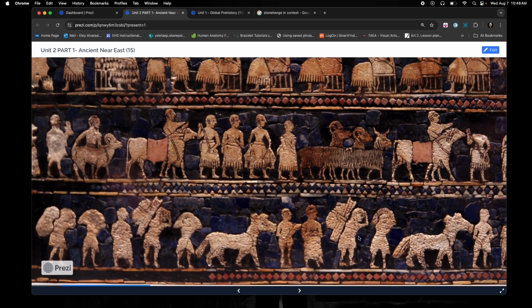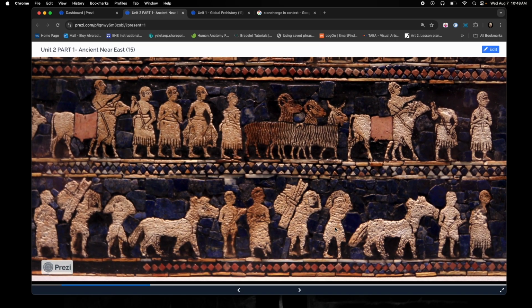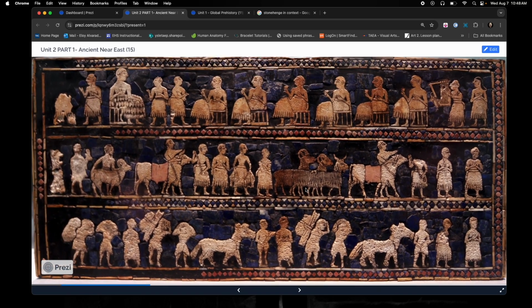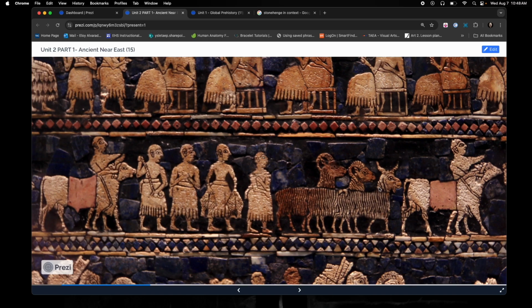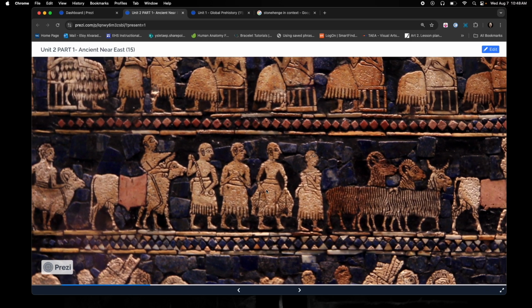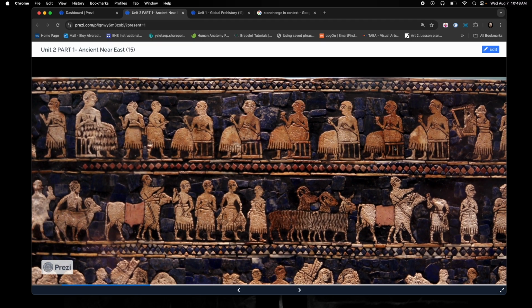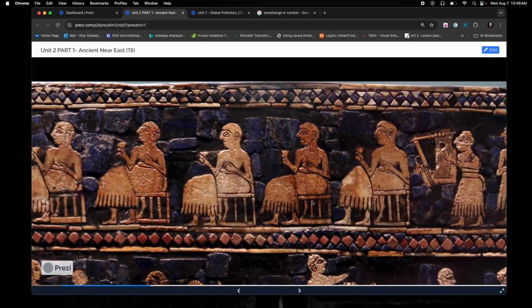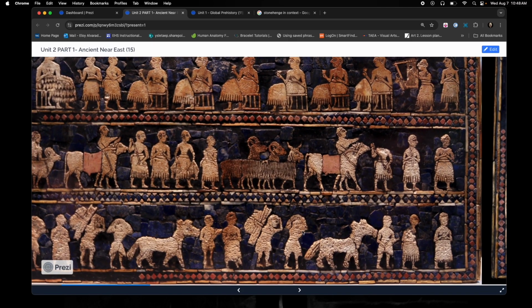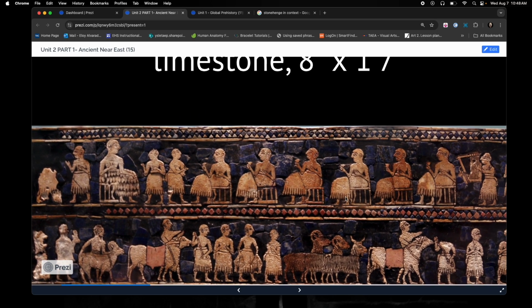They have plenty of dry goods and animals, and they're just walking, right? Sheep or a goat or an ibex. And on the upper register, this is the banquet scene. So you can guess that they're enjoying a peaceful life, or quite possibly bringing tribute to the king. But up top is a banquet scene.